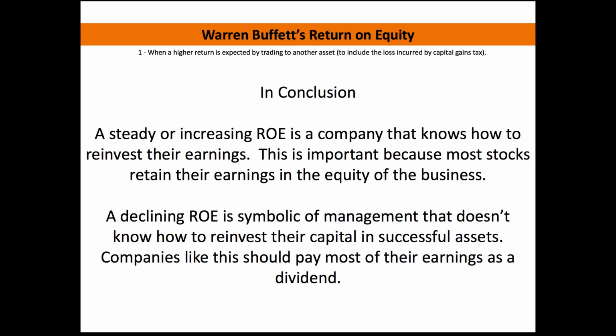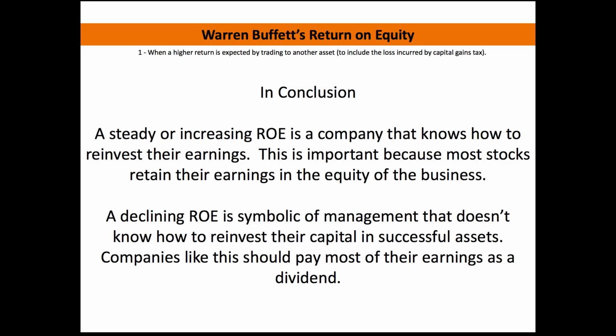So here's the takeaway. A steady or increasing ROE is a company that knows how to reinvest their earnings. This is important because most stocks retain their earnings in the equity of the business. Whenever you buy a stock, they're going to pay you either through dividends or through retaining that money in the equity of the business. So whenever a company is retaining those earnings, but their return on equity is really small, that's not good for you because your market price is going to be a reflection of that small change in the book value. That's what you want to stay away from.